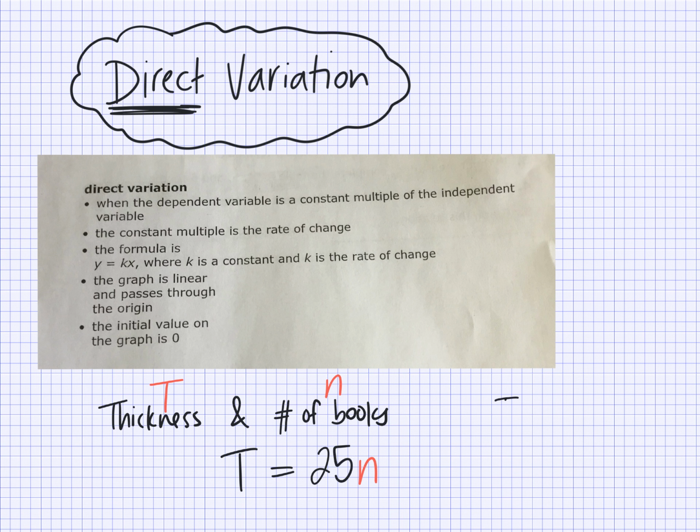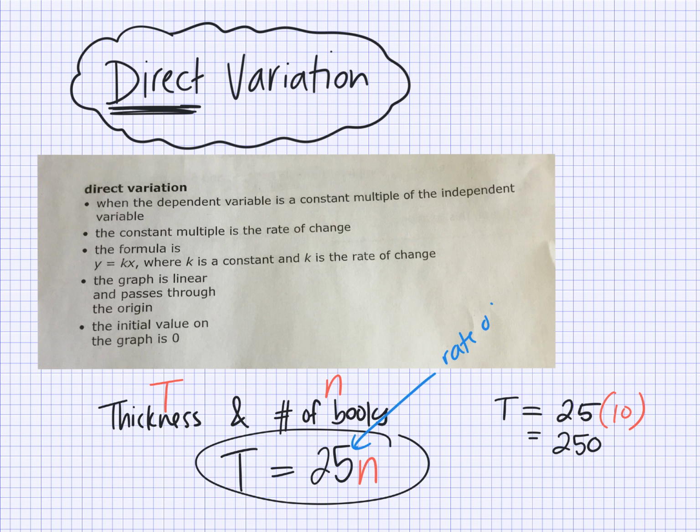If I wanted to know the thickness for 10 textbooks, for example, that was the one that we inferred on the graph, what's the thickness? What's 25 times 10? Was that true? Was the thickness of 10 textbooks 250 millimeters? Yeah. So this is the equation. To calculate the thickness, we would take 25 because that is the rate of change. That's how it changes every time, and we would multiply it by the number of textbooks.